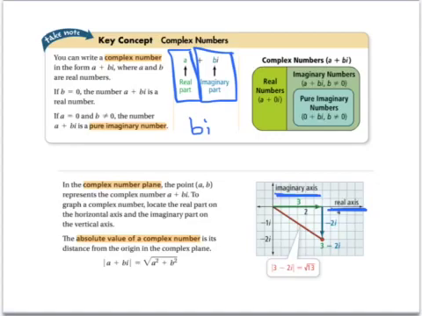Now, the absolute value of a complex number. Remember, the absolute value is just the distance from 0. So if we're finding the absolute value, the distance from 0 that a point is, all we do is take the square root of a squared plus b squared. So let's do a problem to make all of this a little more clear.